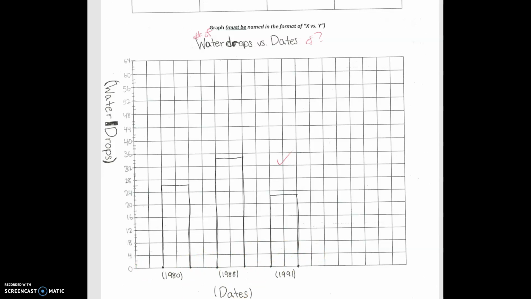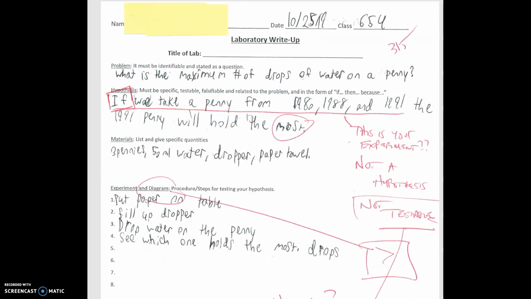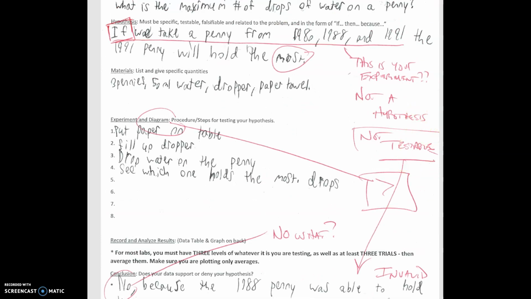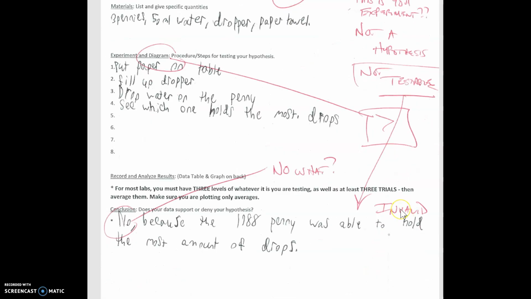Okay, so this is going to finish in about a minute or so. So I just want to wrap this up, show you what I'm looking for. Let's take a look at our last one. So you may see invalid down here. If your hypothesis is not testable, your conclusion has to be invalid.